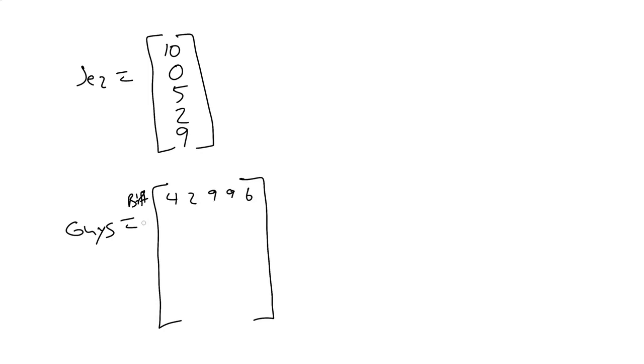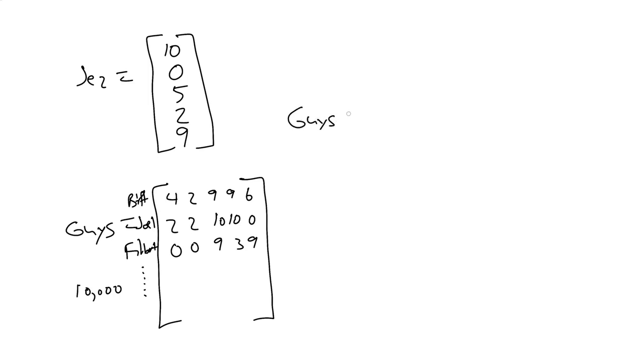Let's say he answered 4, 2, 9, 9, 6 to the survey questions. Next one is Joel, and he answered 2, 2, 1, 0, 1, 0. Next one is Filbert, and he answered 0, 0, 9, 3, 9, etc., etc., etc., right? Let's say there's 10,000 guys on Matchmaker.com, and we've got each of their survey answers in this nice little table here, right? So I'm setting this right up for this thing to be useful.